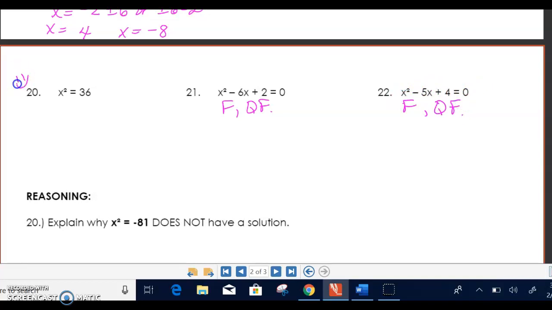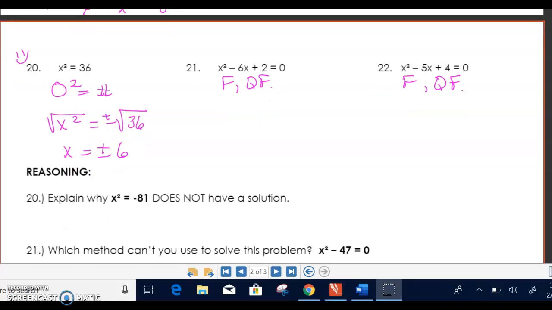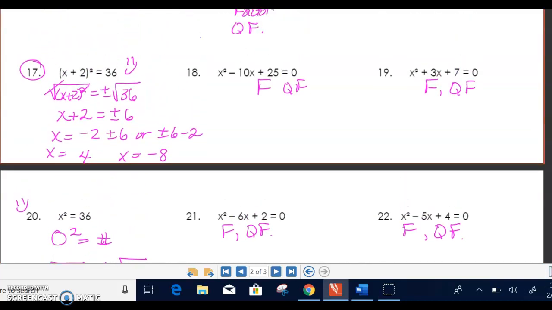Notice number 20, he's one of those easy guys because it's something squared equal to a number. And when that's the case, all you have to do is drop a square root on both sides, not forgetting the plus or minus. The square and the square root cancel, and I get a plus or minus 6 as my 2 answers. I suggest that you work through all the problems on here that I did not solve for you to get some practice on solving these quadratic equations.